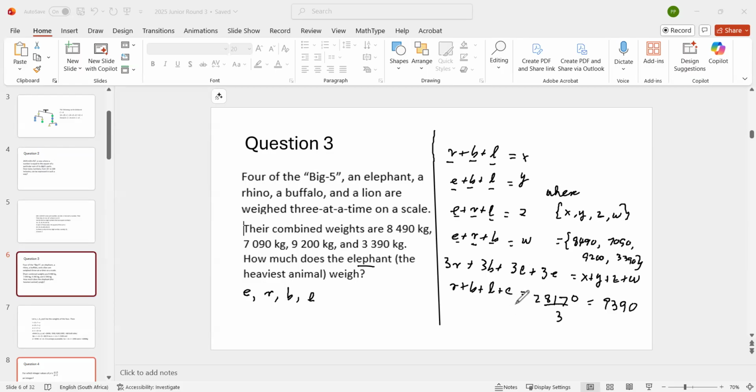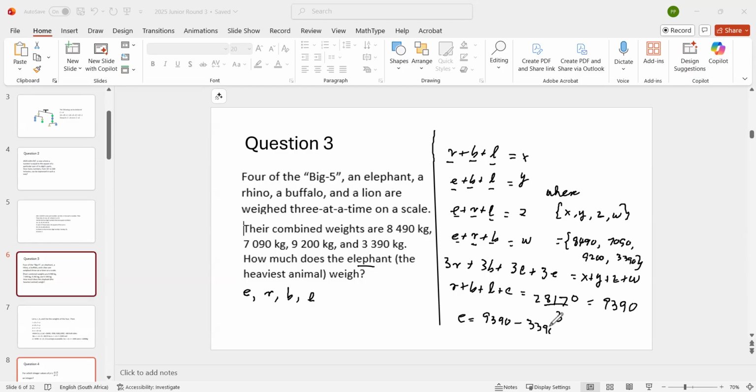All right? Now, the elephant weighs the highest. So the elephant will contribute the highest number to this sum. So the sum of the whole 4 is that. So you have to take out the lowest sum to get to the elephant. Right? So the elephant is 9390 minus the lowest possible sum of these 3. And the lowest possible sum of these 3 is 3390.